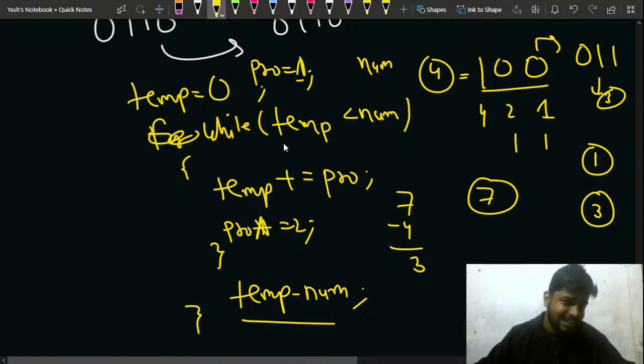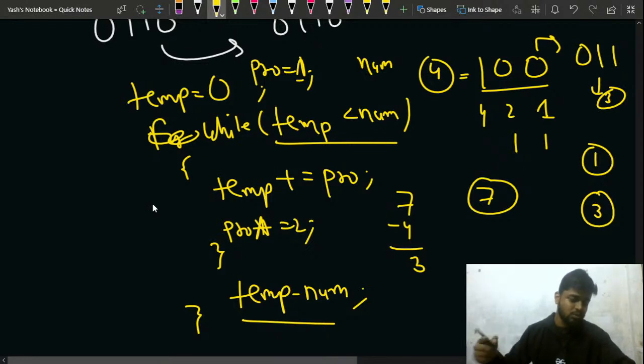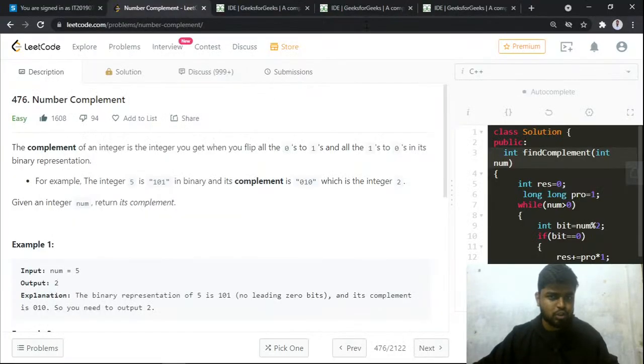That is, you iterate until your temp is less than n, and you keep on setting the bits, and then you get the answer, right? The second approach must be clear to everyone. Let me show you the code part for approach number 2.